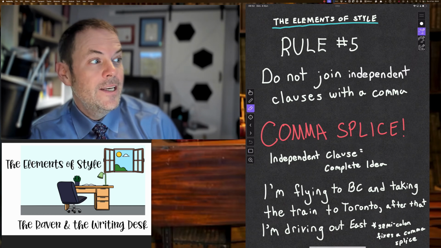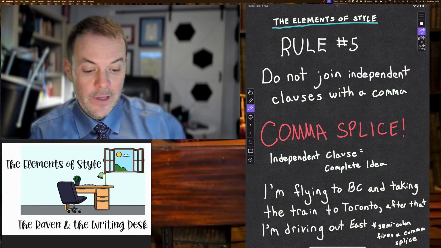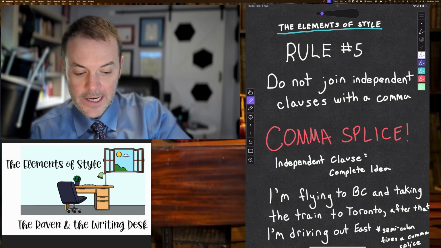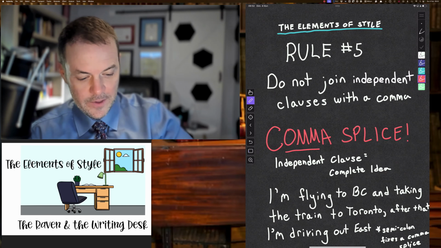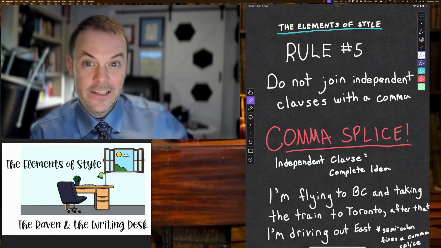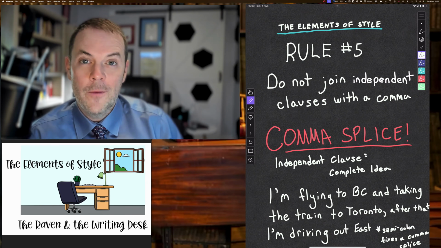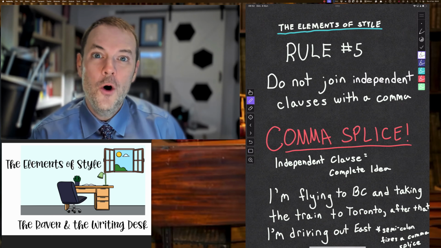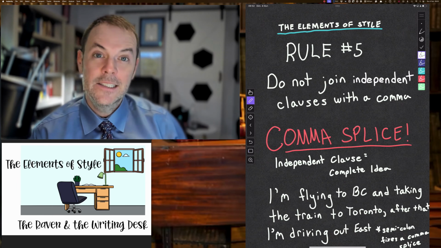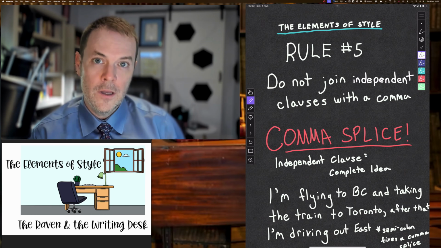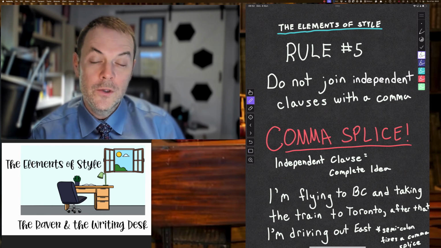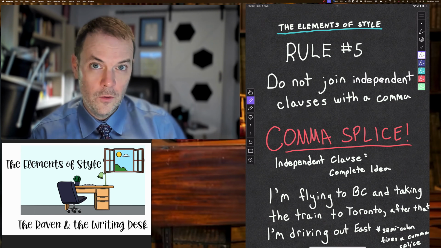Do not join independent clauses with a comma, because if you do, you will create the dreaded comma splice. Perhaps you've had English teachers over the years talk about your comma splices and you just don't know what it is. It simply means you've put a comma in the wrong spot. Most likely you have put a comma where a period or a semicolon should go.